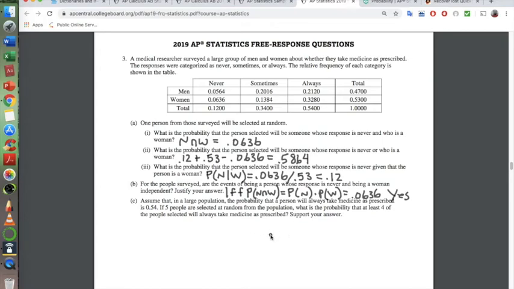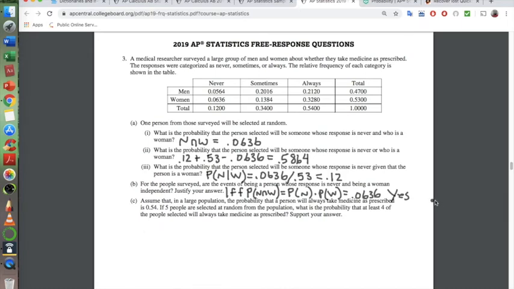I'm going to treat this like it's a Bernoulli trial, like each random choice of a person from the population has some percent chance of success, which is always, and some percent chance of failure, which is anything other than always, or not always, which in this case includes never and sometimes. And so the probability of success is 0.54.